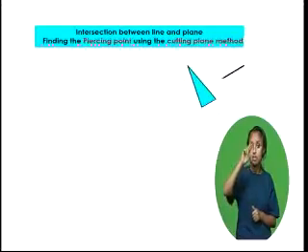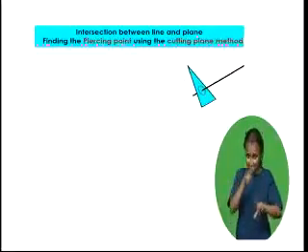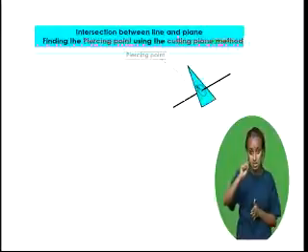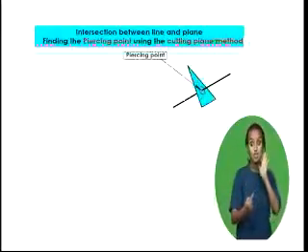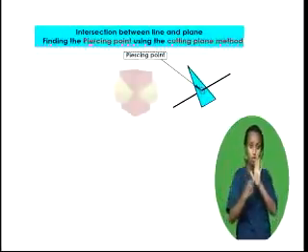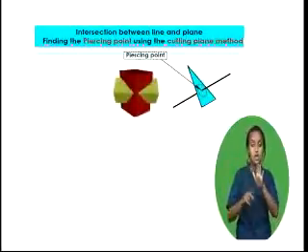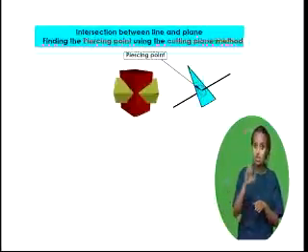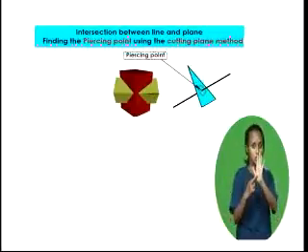Next, we'll discuss how to find piercing point. When a straight line intersects a plane, it pierces the plane at one point. This point is called a piercing point. The line can represent the lateral edge of a plane solid or the elements of a curved solid. The plane can represent the surface of a solid.